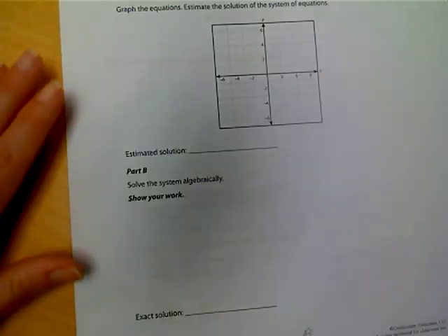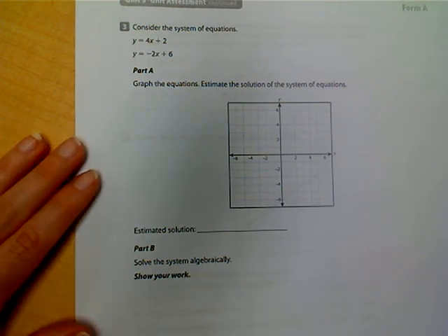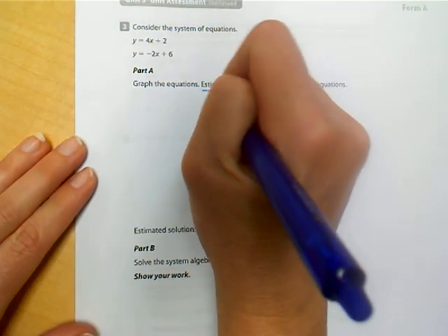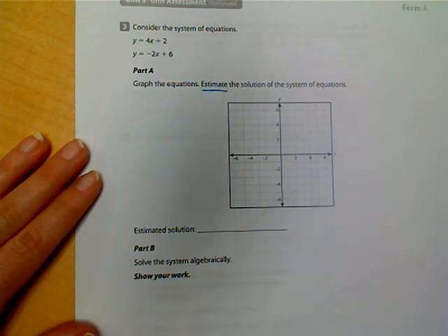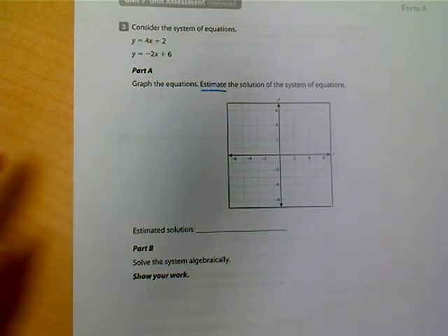Number 3. Consider the system of equations. Graph the system. Estimate the solution. So estimate tells me it is not going to cross in the corner of a square like we're typically used to. We're going to take our best guess.